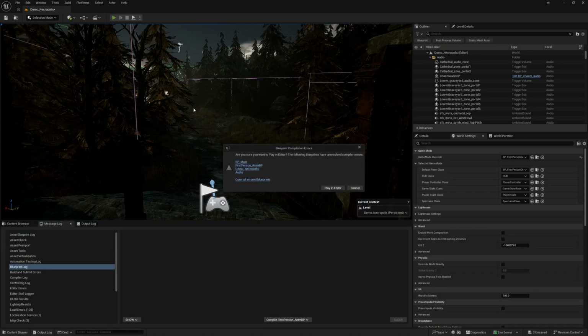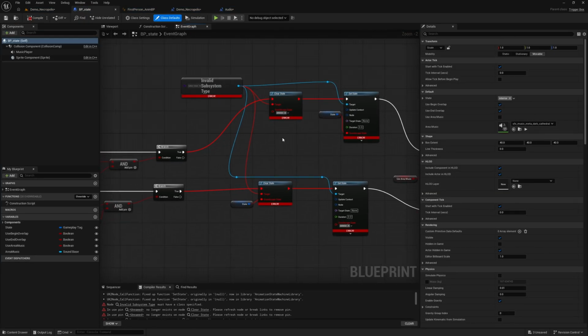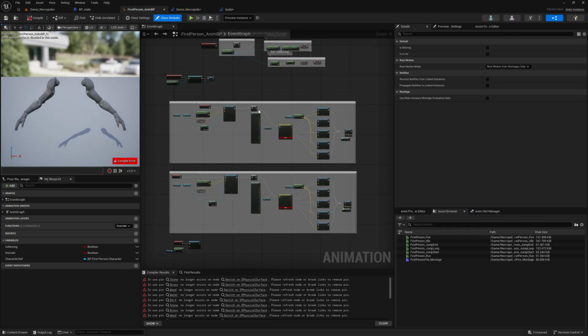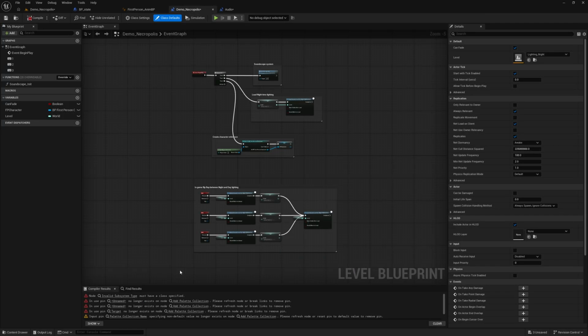The only criticism I have about it is that when you add this to a project, there's a couple of dependencies that are kind of missing and blueprints that are broken, such as the missing soundscapes plugin and some physical materials for like different sound effects as you walk around.